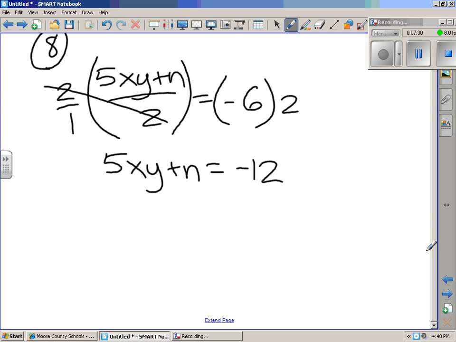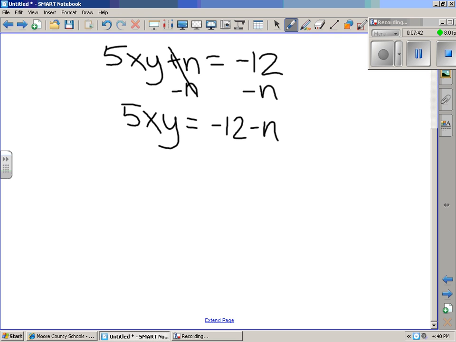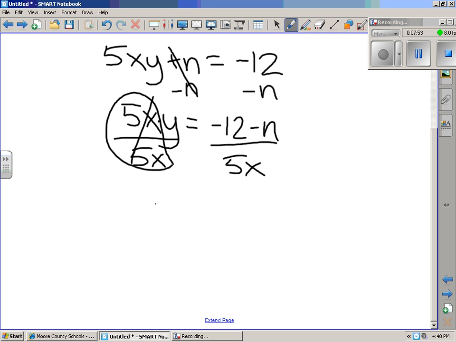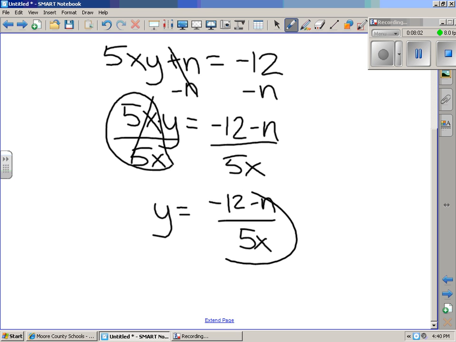Next, when we're trying to solve for y, we're going to go ahead and move the n to the right side. We get 5xy is equal to negative 12 minus n. And then last, to get y alone, 5x is being multiplied by y, so the inverse would be division. So we divide each side by 5x. 5x over 5x equals 1. So we are left with y is equal to negative 12 minus n over 5x.